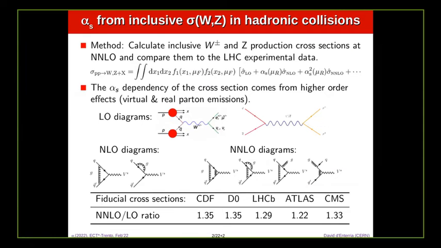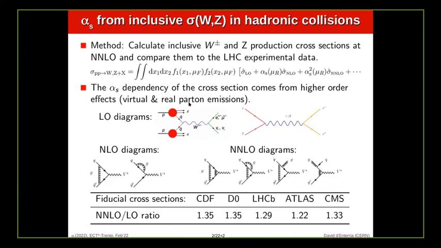So the method, the idea is as follows. We calculate the inclusive W plus, W minus, and Z production cross-sections within the fiducial volumes measured at the LHC at NNLO, and then we compare them to the experimental data. And then from that, we can derive alpha S.